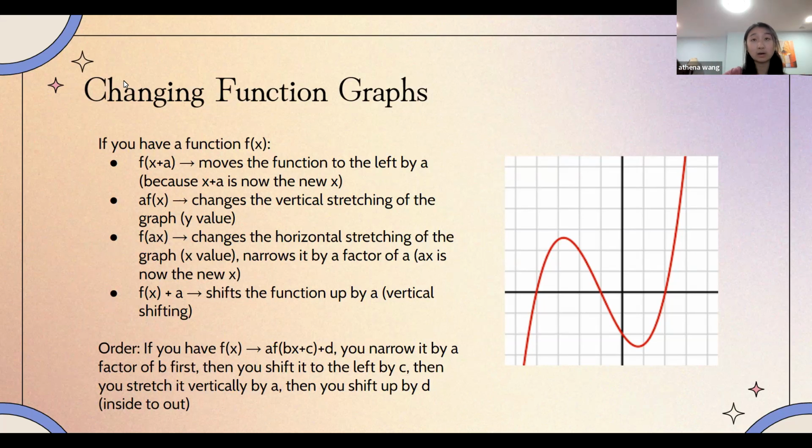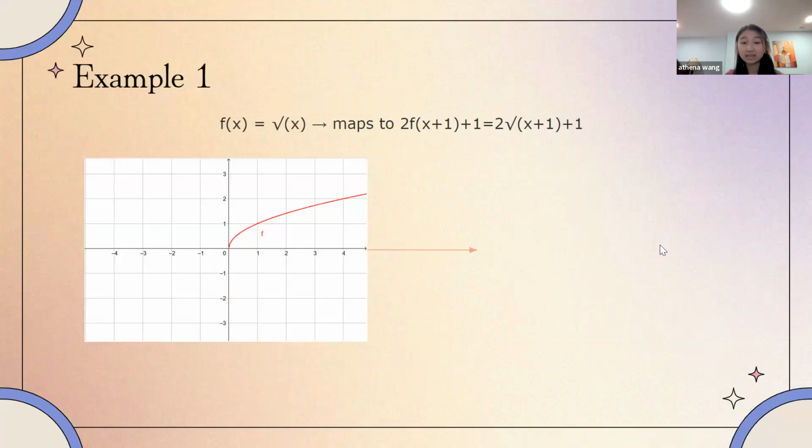Okay, so we're trying an example now, I believe, and try to draw this map yourself. We're mapping f of x equals root x to 2 times f of x plus 1, plus 1. So try to draw it, and you can type to me in the chat what shifting you did or what kind of stretching you did in order to get your answer. I'll give you 2 minutes.